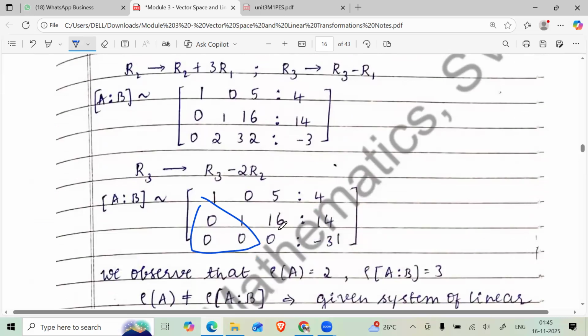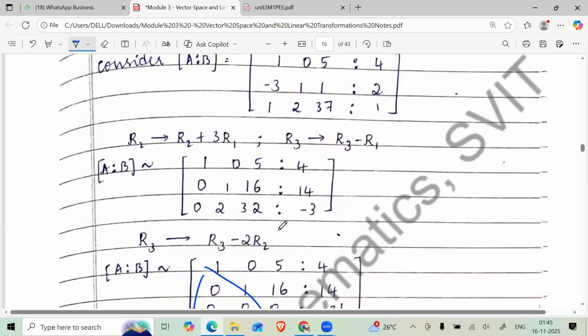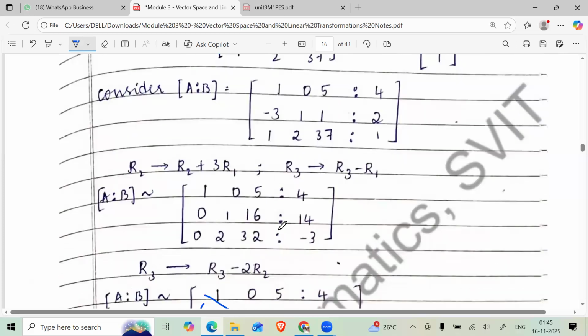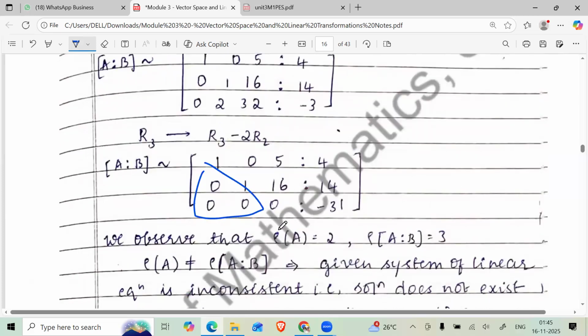Correct? But my point is very simple. Once you get the three equations, use the calculator and do it. And if you want to show, you can just show this. Okay, if you want, you can just show it. And rank of the matrix is 1, 2. Sometimes they will ask this also.